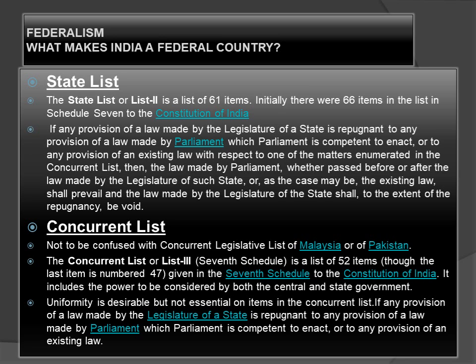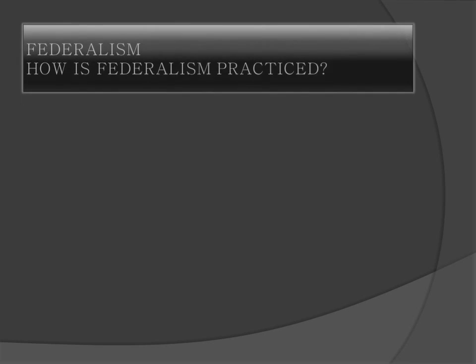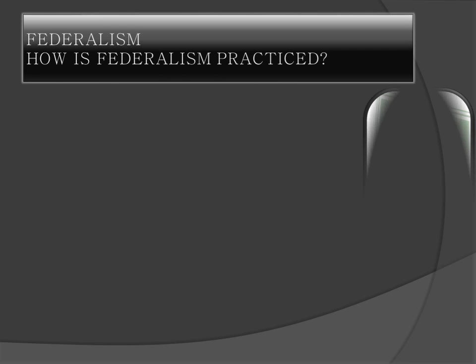because the concurrent list gives provisions for the case where a law made by the legislature of the state is repugnant to any provision of law made by the parliament. So here we are over. Moving towards the next slide. The next slide is how federalism is practiced.